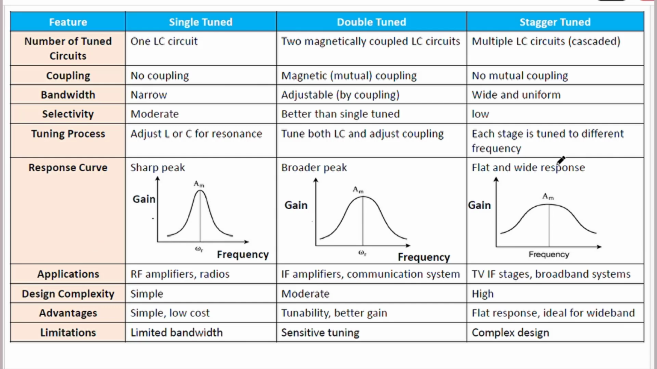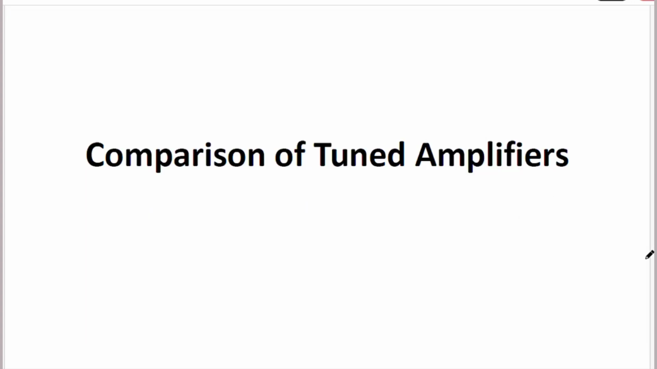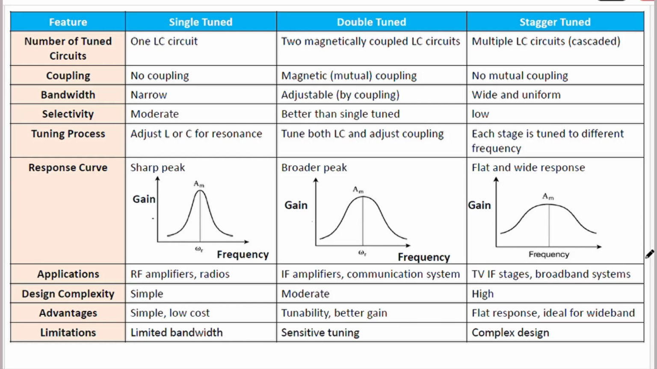Now coming to the frequency response curve. See this, single tuned amplifier response curve. The peak is sharp and see the bandwidth is narrow. And coming to the double tuned, bandwidth is high and you have broader peak. Coming to the stagger tuned, as I said earlier, it has flat and wide response.